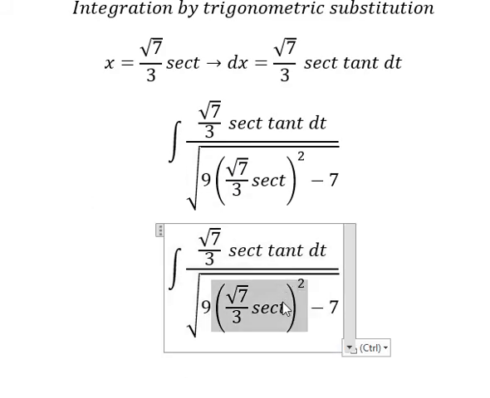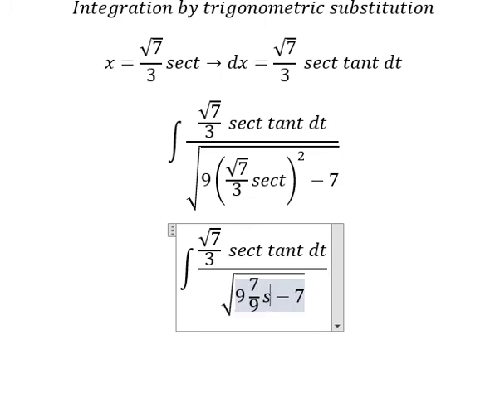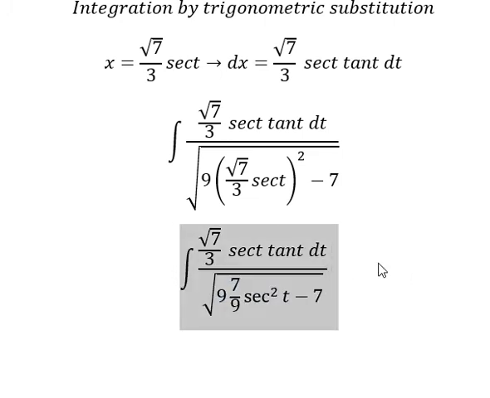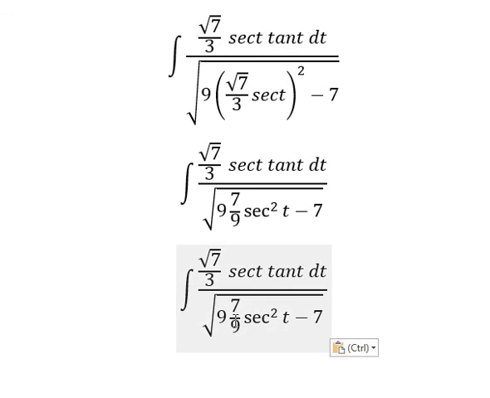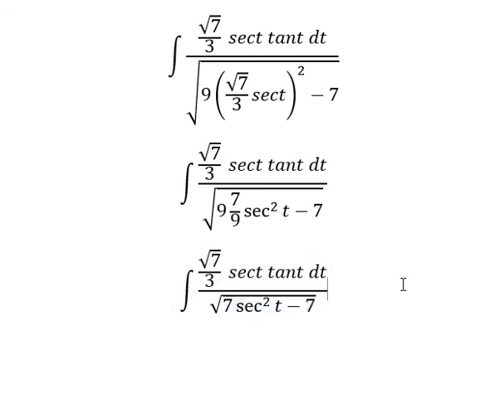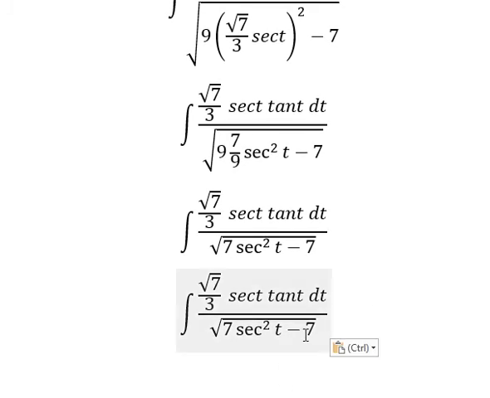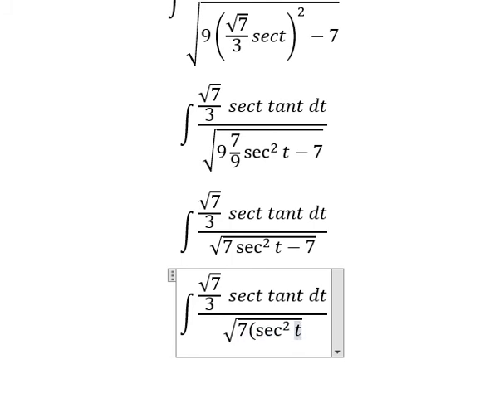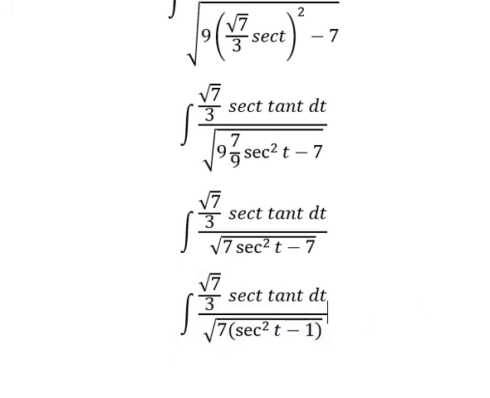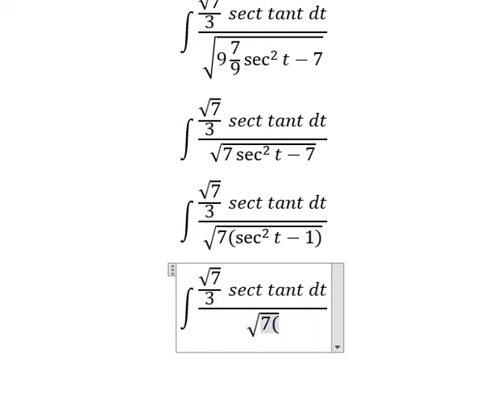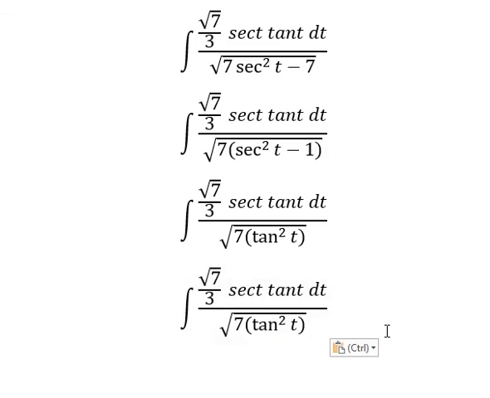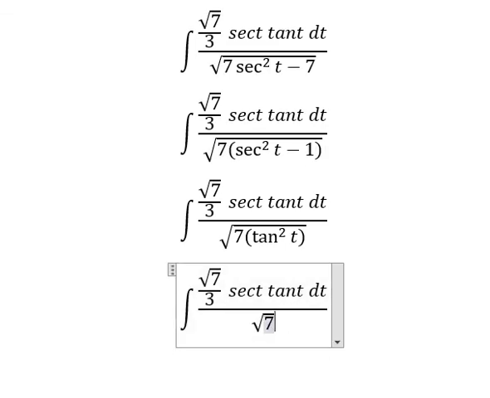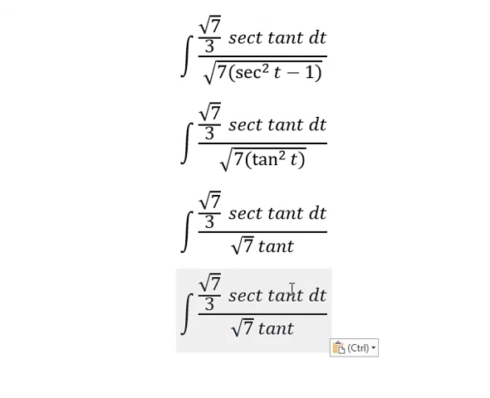So this one is 7 over 9 secant of t squared. Number 9, we cancel. Number 7, we can do factorization. This one we change for tan t squared. The square root of tan t squared we change for tan t. This one divided by this one.